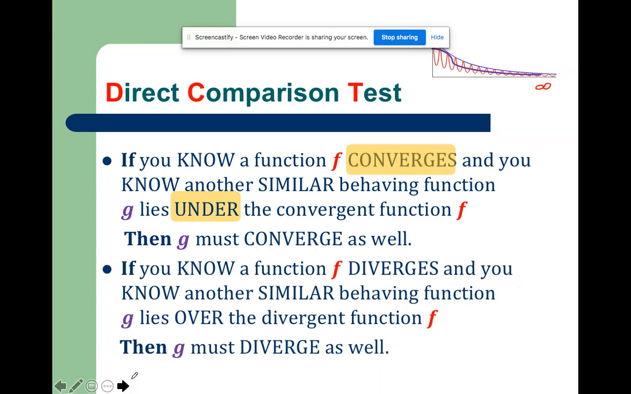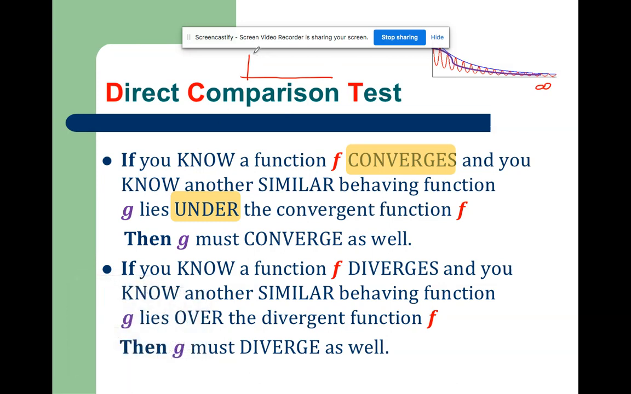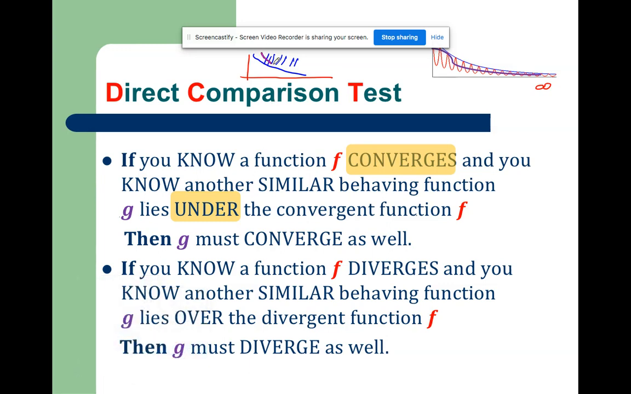Conversely, if you know a function diverges, so let's pretend I have a function 1 over x. Looks like that. I know it diverges. So I'm going to draw it busting out of the house. If it diverges, as long as the function you don't know lies above it but behaves similar to it, that unknown improper integral will diverge as well. Important.